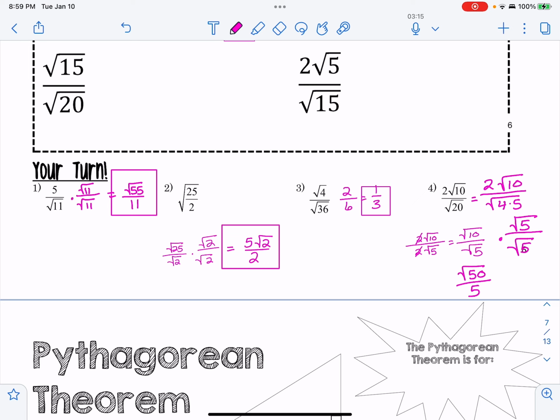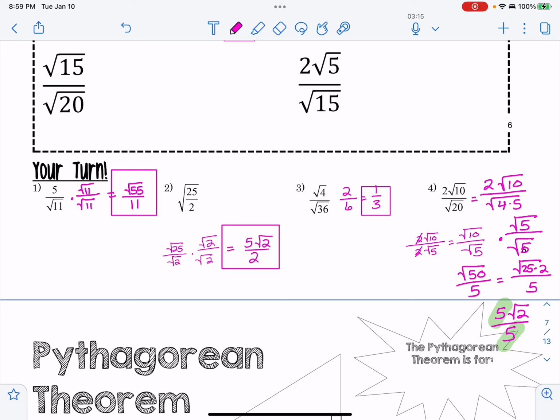Now I have to simplify in the numerator. There's a perfect square hiding in that number. And that works out to be 5 times square root of 2 over 5. Ooh, look what happens here. This is embarrassing that I'm running out of space. But those 5's cancel each other, and my final answer is square root of 2.